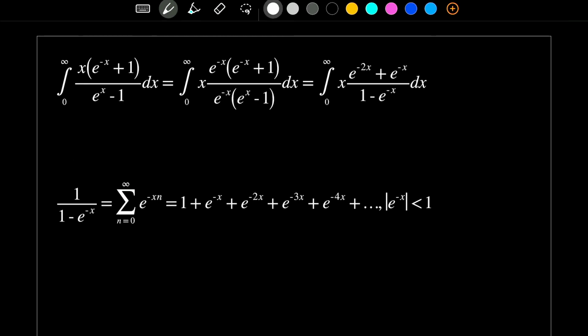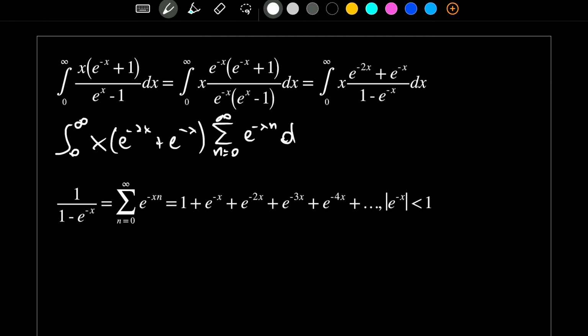And we're going to rewrite our integral. So we're going to get the integral from 0 to infinity of x times e to the power of minus 2x plus e to the power of minus x. And then we're going to get our result that we just got, which is going to be the sum from n equals 0 up to infinity of e to the power of minus x times n, and then also in the integral dx.